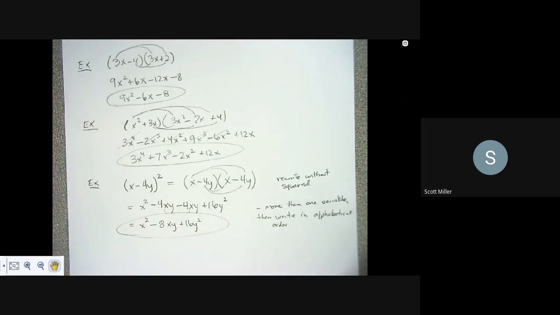So that's how you add, subtract, and multiply polynomials.